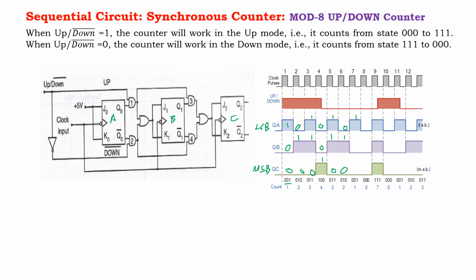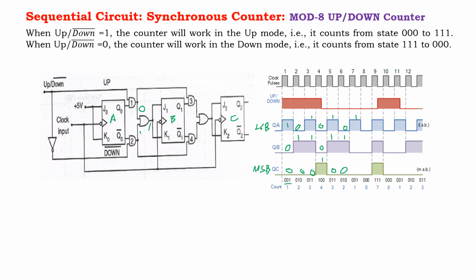But if Q1 is, QA will be 0. This is the 1 1, the toggling, before it will be 1, so then it will be 0 toggling state, and if this is 0 then this will be 1, so 0 plus 1, so 0 here, 1 here, then 1 here. Okay, but the next clock pulse.